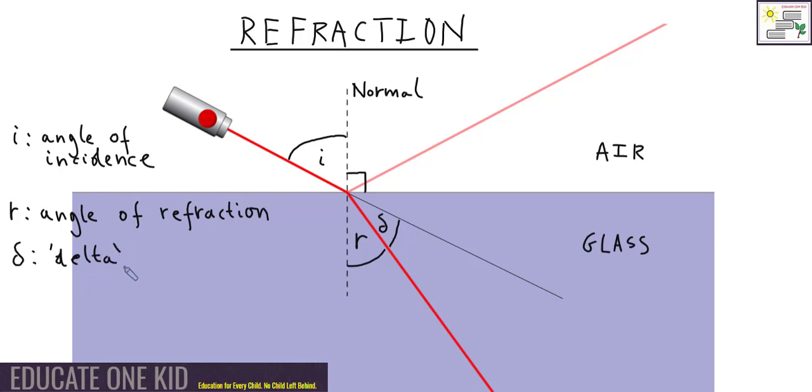And delta is simply here equal to the angle of incidence minus the angle of refraction.